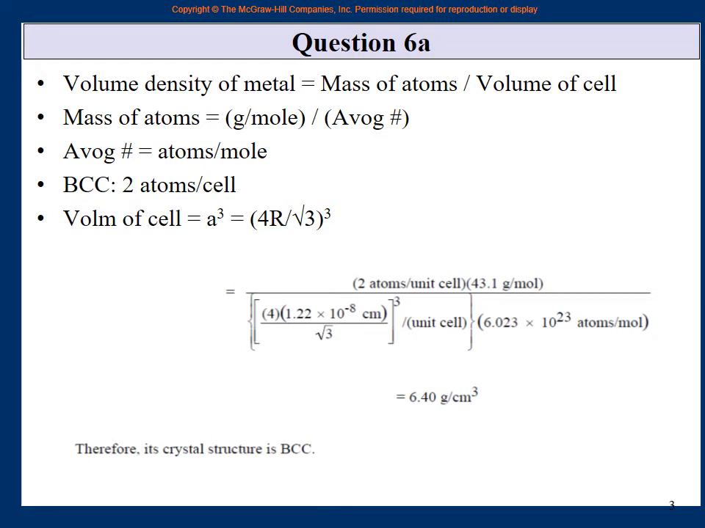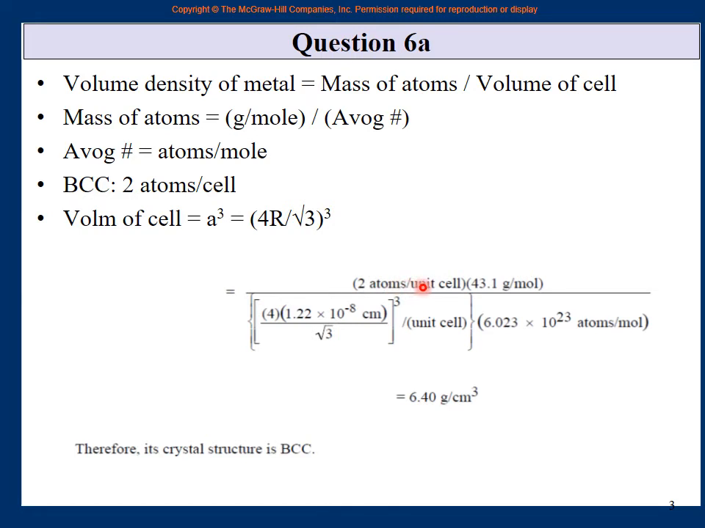So you know that density of a metal is mass of the atoms divided by volume of the cell. Mass of atoms is the gram per mole value divided by Avogadro's number, because Avogadro's number is atoms per mole. So gram per mole upon atoms per mole, mole cancels away, you get gram per atom, right? So for the mass, gram per mole divided by the Avogadro's number. BCC, you have 2 atoms per cell, and the volume of cell is always a cubed, and for BCC, a is 4R by root 3, so (4R by root 3) cubed. So you just put these values here in the definition.